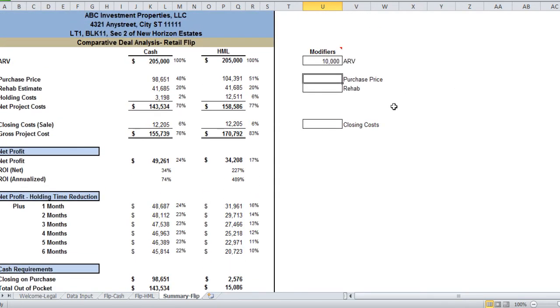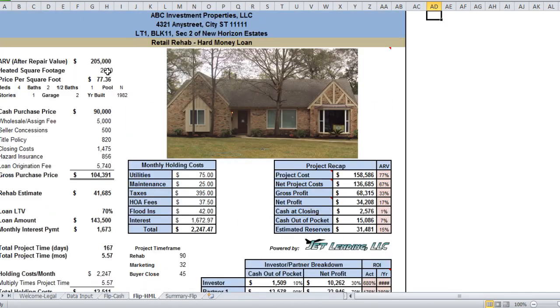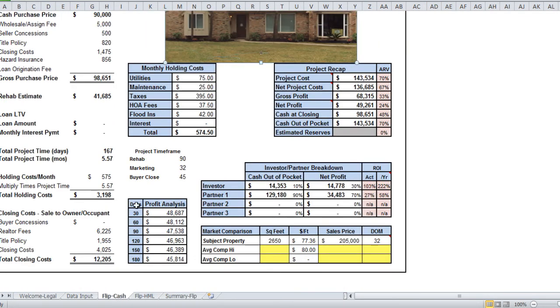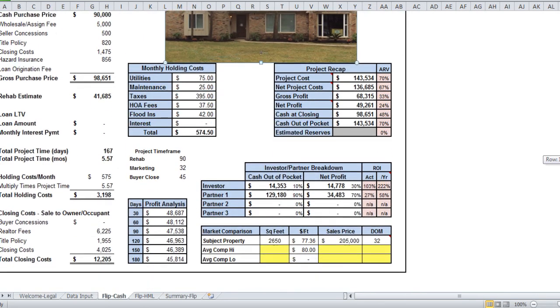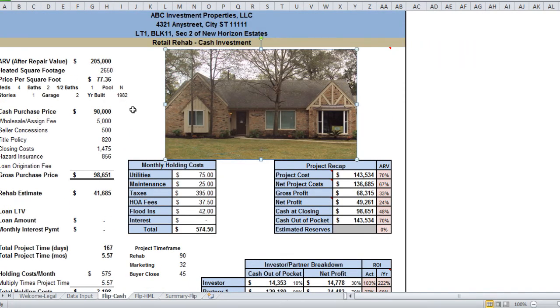What's very important is if you do this and you decide that you leave one of these modifiers in, when you go back here to your flip deal, it's going to change all the numbers accordingly. Profit, everything in between, your loan amount. Same thing for your cash deal. 205 has changed our net profit and all of our other different numbers that we have in here. So it does change these, which are considered your printable show pages when you do this.